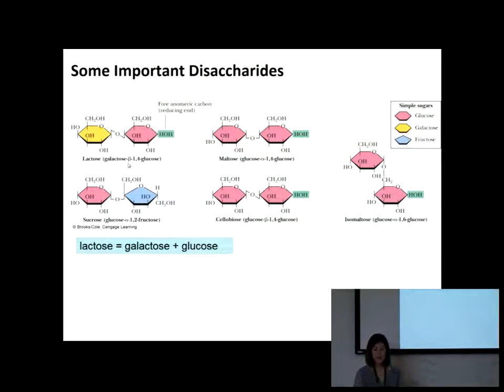So if you do not have this enzyme, you're lactose intolerant, and cheese pizza is not in your future unless you take the enzyme, right? Who takes those lactase enzyme pills? Some of you take those. Do they work?